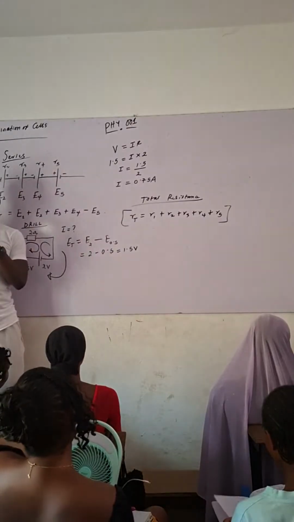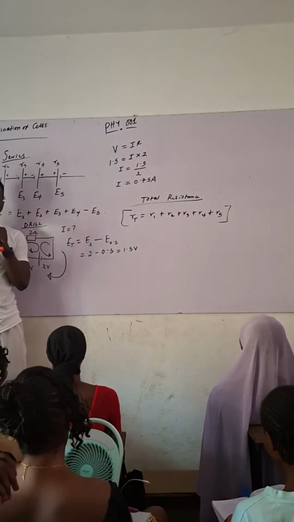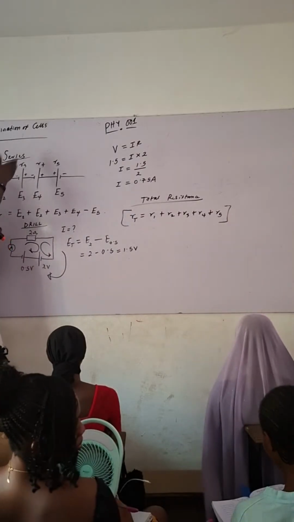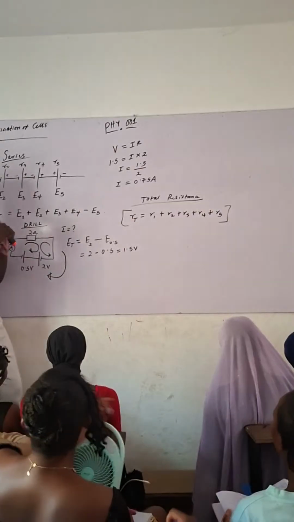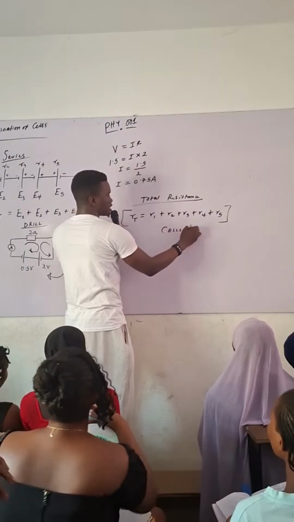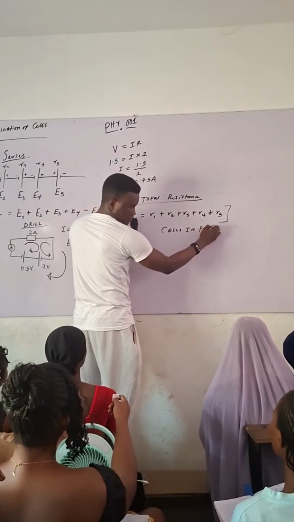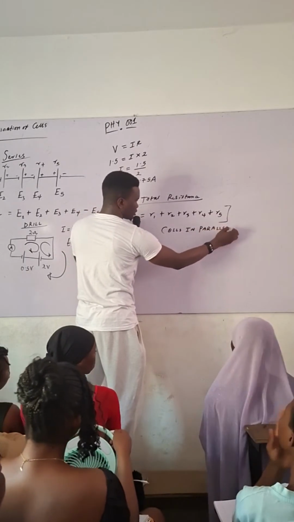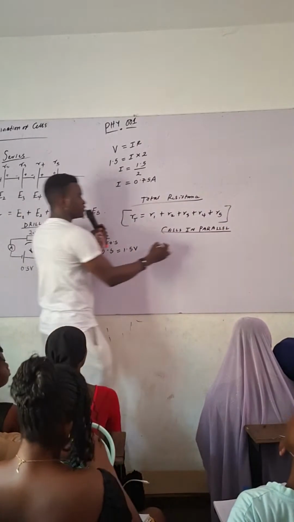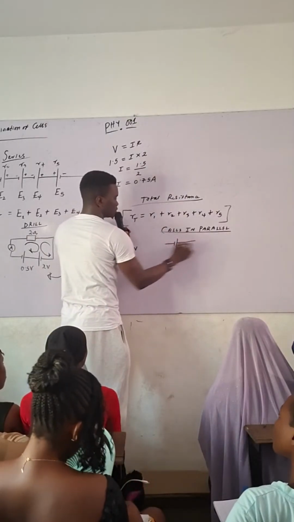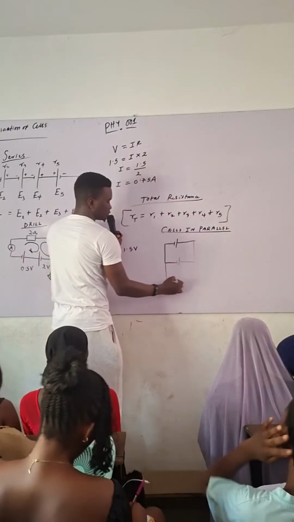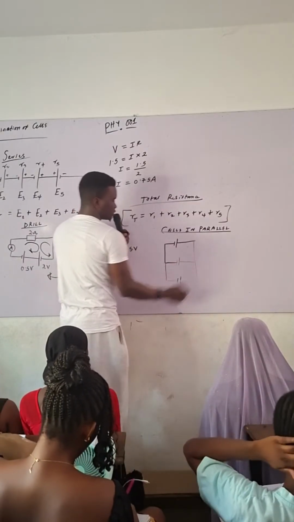I hope you are following. We have done how to do for series and parallel before. So the resistances are in series because of the arrangement. The next thing is that, let's now see when you connect cells in parallel. Cells in parallel. When you connect cells in parallel, that means you're going to have this kind of connection.